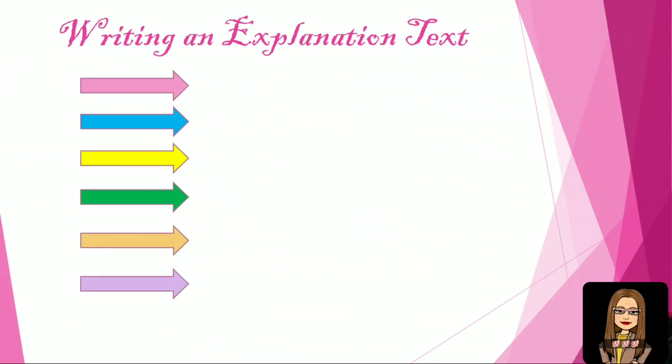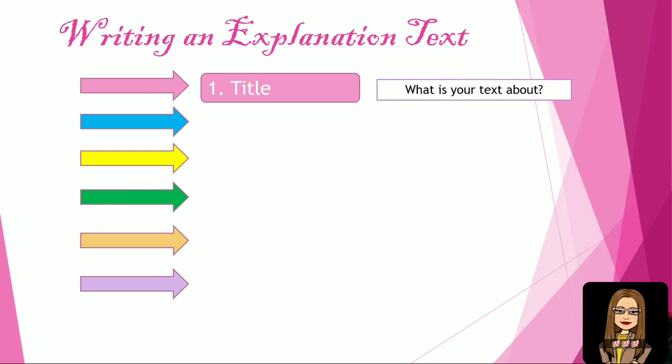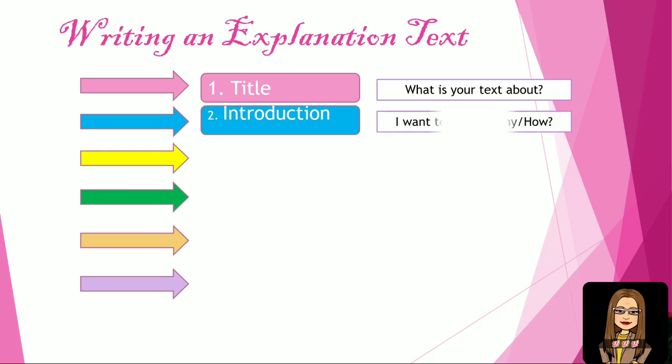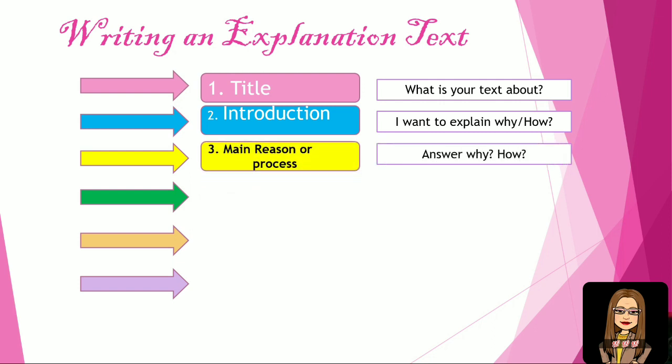In writing an explanation text, we should take note of the following parts. 1 is the title. You think of the title that you're going to explain. It usually asks, what is your text about? Second is the introduction. Here, you will explain why or how things happen. Third is the main reason or process. It answers the why and how questions.